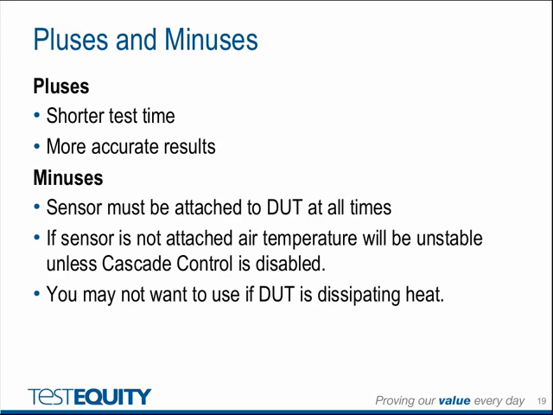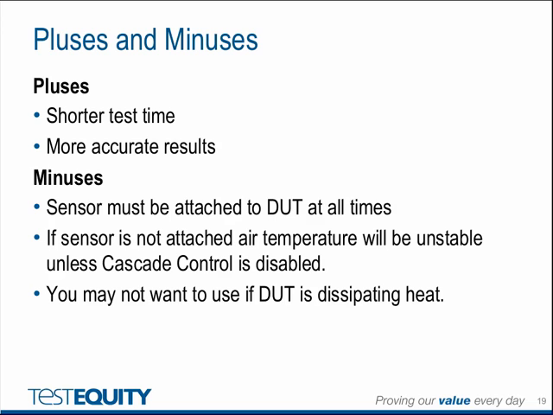The part sensor must always be attached to the DUT at all times. If the sensor is not attached to a DUT or dummy load, the air temperature will be unstable unless Cascade Control is disabled. There are also some issues if your DUT is dissipating heat. Your DUT may normally have a rise in temperature over ambient. If the case temperature is always, say, 10 degrees C over ambient, and you are using Cascade Control, you may want to set the temperature 10 degrees C higher.